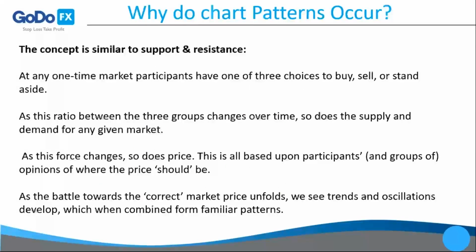The concept is very similar to support and resistance. At any one time, market participants have one of 3 choices: to buy, sell, or stand aside. As the ratio between the 3 groups changes over time, so does the supply and demand for any given market. As this force changes, so does the price. This is all based upon participants and groups of opinions of where the price should be.